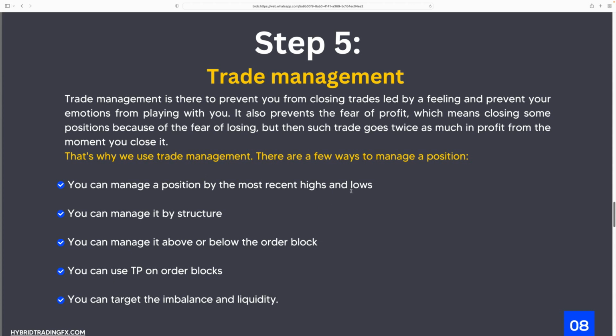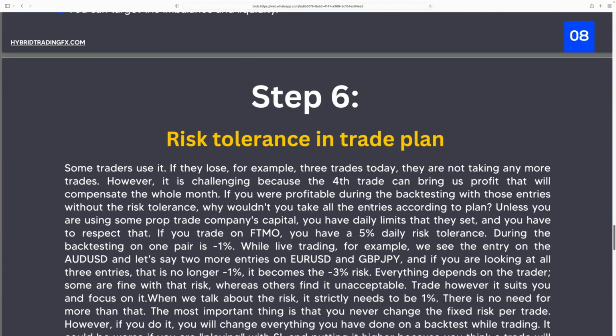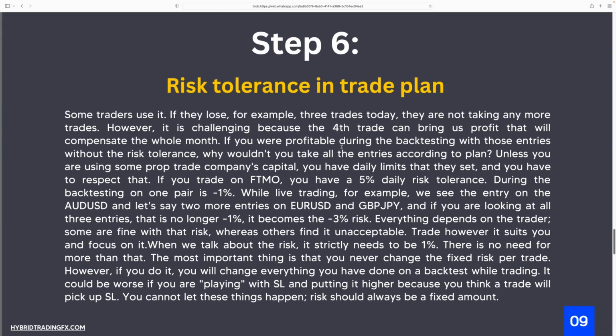So, strict rules in place that you always need to follow. The market decides where it takes you out of the trade, and you're not deciding that, because making a decision as a trader is a hard thing, as emotions tend to play with us. So it's better to have strict rules that you're going to follow. Your trading is going to be a lot easier. Risk tolerance in the trade plan is also important, guys.